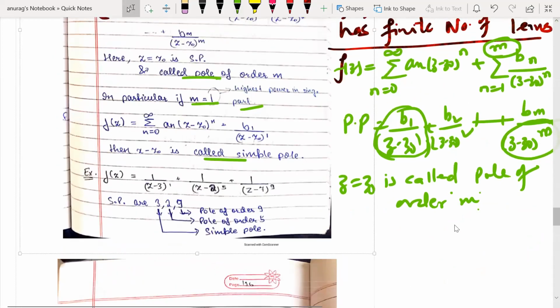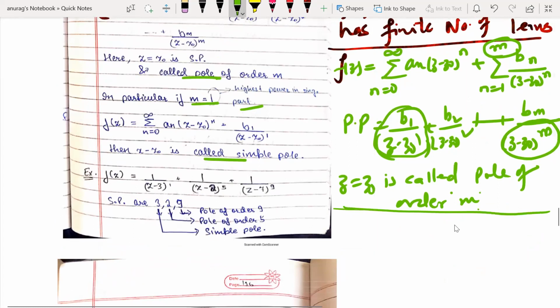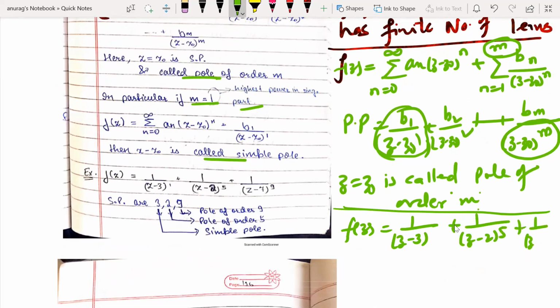F(z) equal to 1 over (z minus 3) plus 1 over (z minus 2) to the power 5 plus 1 over (z minus 7) to the power 9. So this is the principal part actually, because the power is negative. If you take it in the numerator, here is also negative, here is also negative.